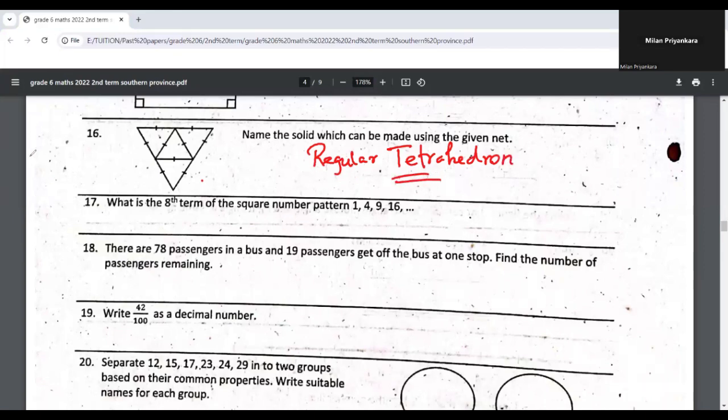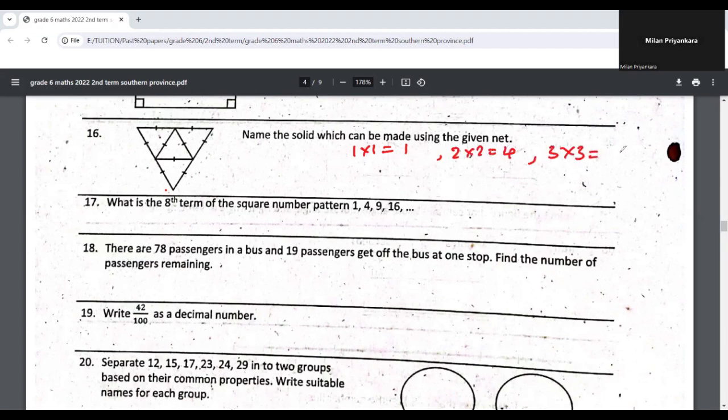Okay, and then let's go to the next part, which is the 17th. And I think you understand this one. What is the eighth term of the square number pattern? 1, 4, 9, 16. You need to know how the square numbers are formed. Square numbers are formed like this. 1 into 1 is 1, and 2 into 2 is 4, and 3 into 3 is 9. These are the square numbers, right?